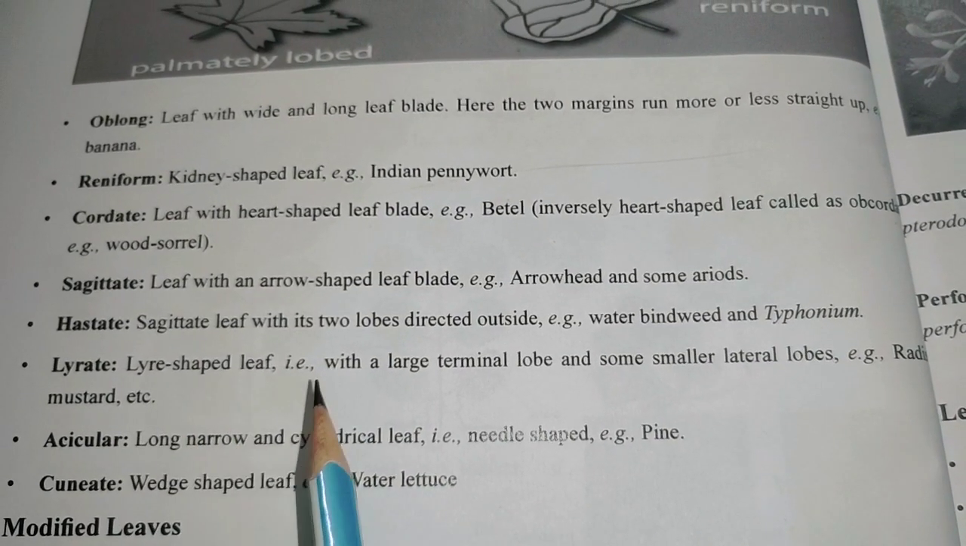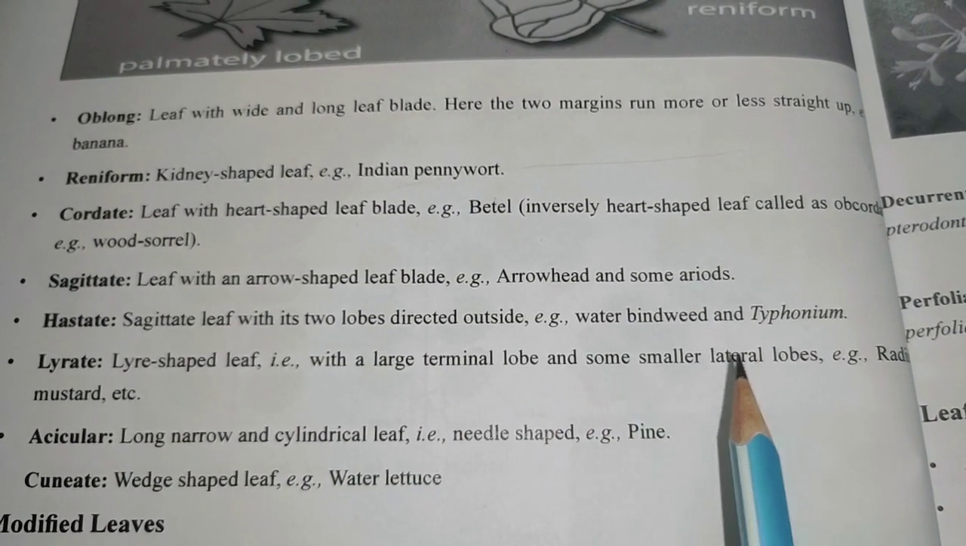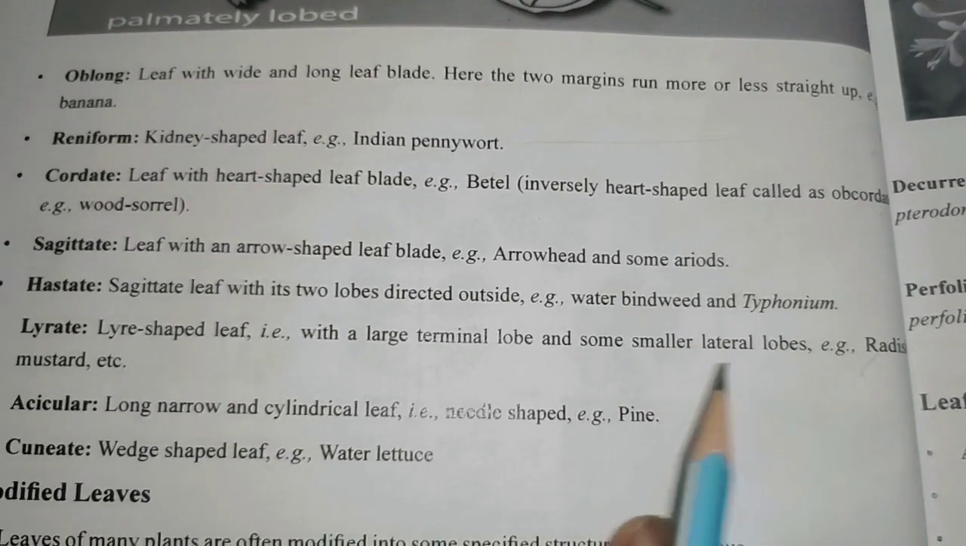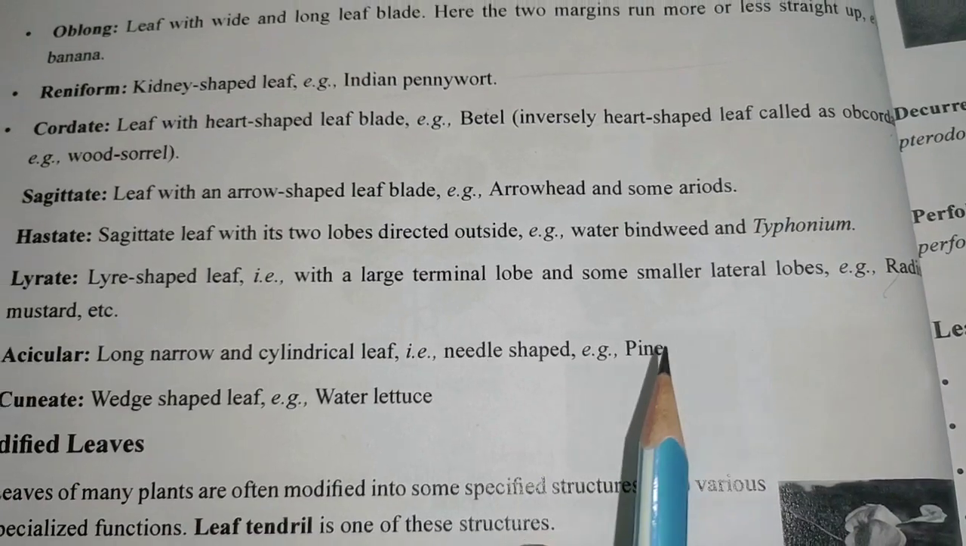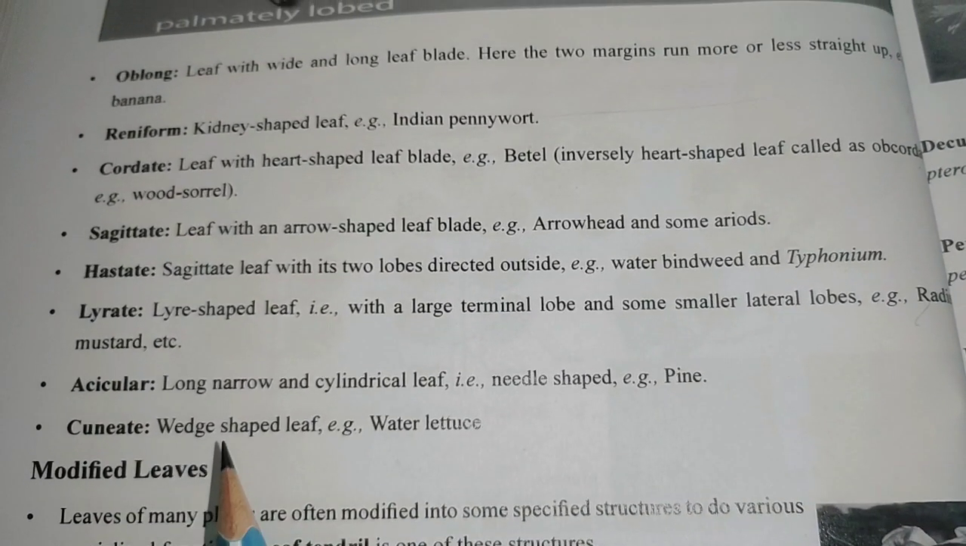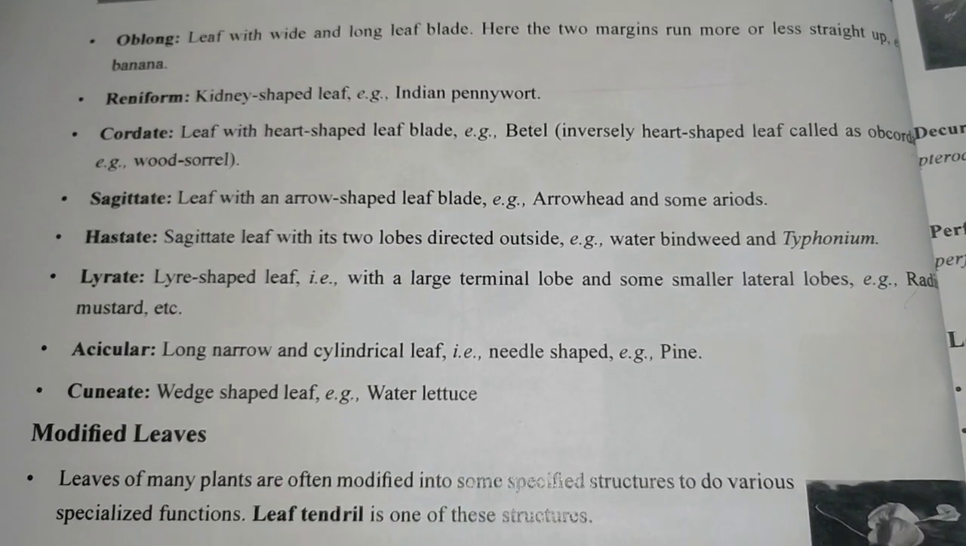Lyrate, lyre shaped leaf with a large terminal lobe and some smaller lateral lobes, for example, radish, mustard. Acicular, long, narrow and cylindrical leaf, for example, needle shaped pine. Cuneate, wedge shaped leaf, for example, water lettuce.